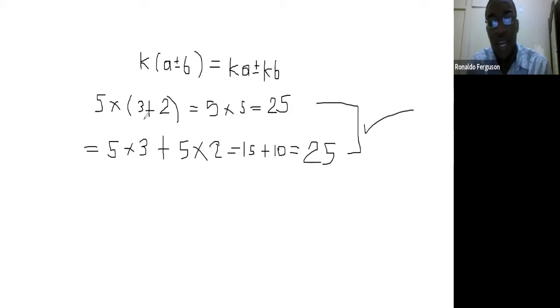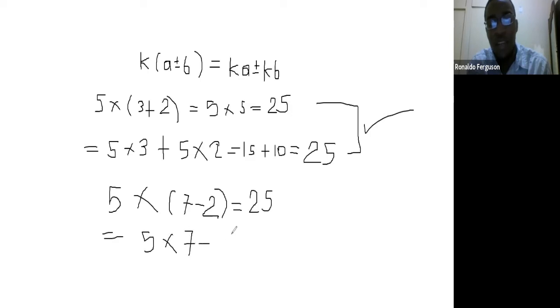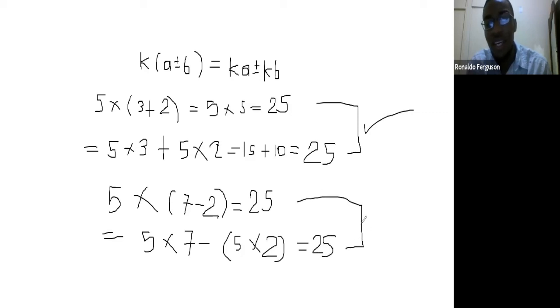Now let's say it was minus in here. So let's say we have 5 times 7 minus 2. The 7 minus 2 gets us back to 25, because 7 minus 2 is 5, and 5 times 5 is 25. Now let's see if it distributes over subtraction. So we get 5 times 7 minus 5 times 2. And so what we get then is 5 times 7 is 35, and 35 minus 10 is 25. And so what we can clearly see from right here is that multiplication distributes over subtraction.